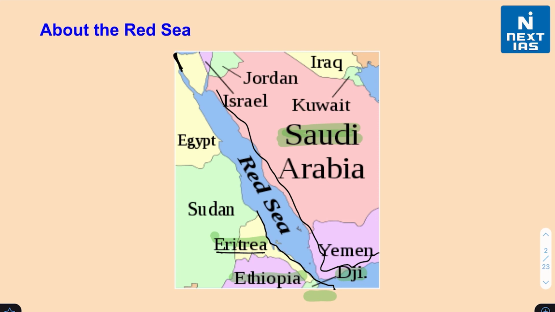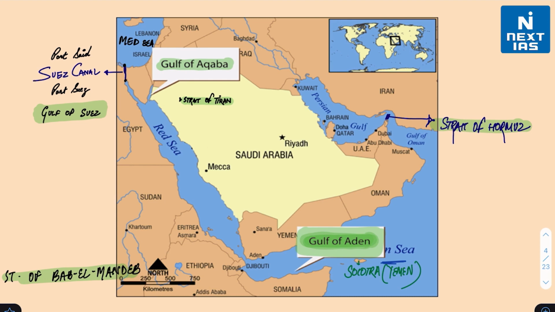If we talk about the length of the Red Sea, it is around 2,250 kilometers, and the widest point is around 355 kilometers, with a depth of around 490 meters. Let us now locate the major gulfs and bordering nations along the Red Sea.